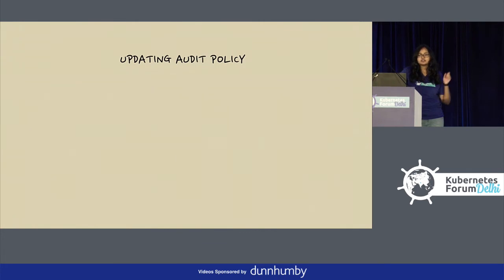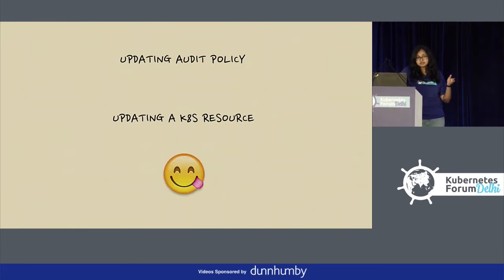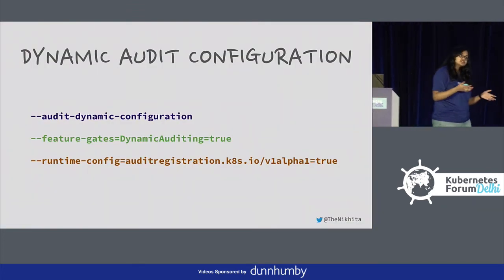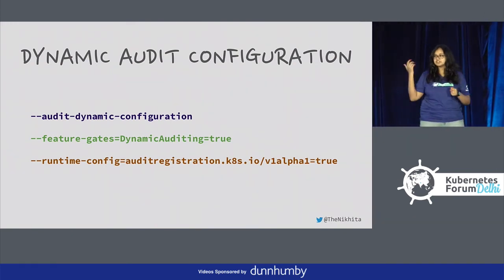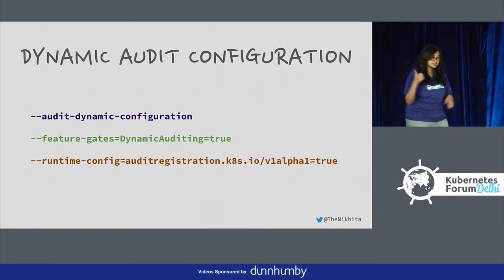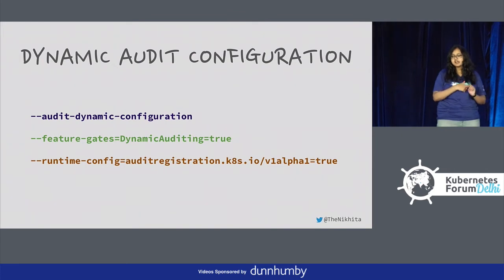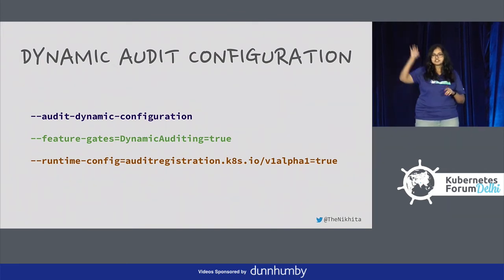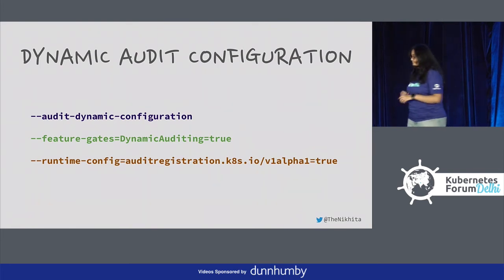So what if, to update the audit policy, we could just update a Kubernetes resource? We could just do a kubectl apply -f. That would be helpful. So that's where the dynamic audit configuration feature comes in. It is still an alpha feature, so you need to supply the feature gates and the runtime config flags to the API server, and the audit dynamic configuration flag as well. Once this feature goes GA, you just need to supply the first flag.